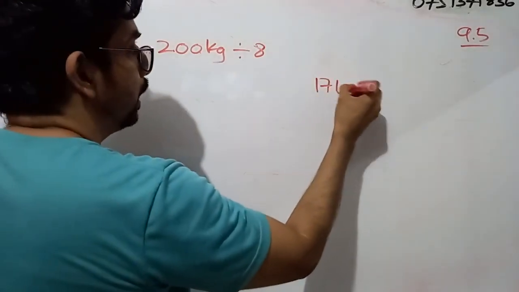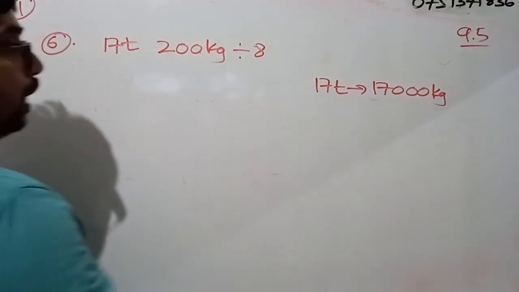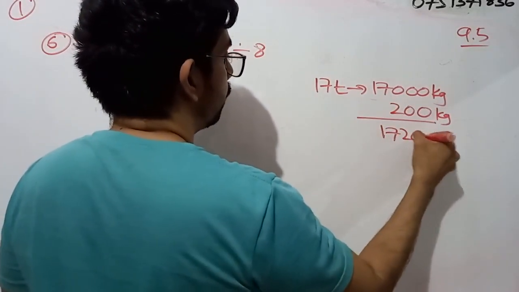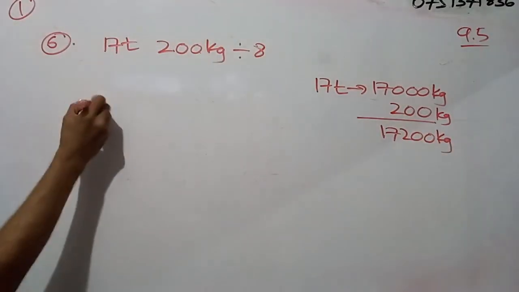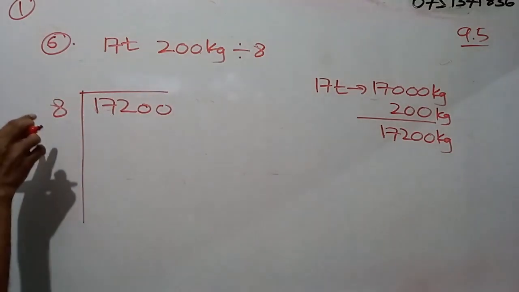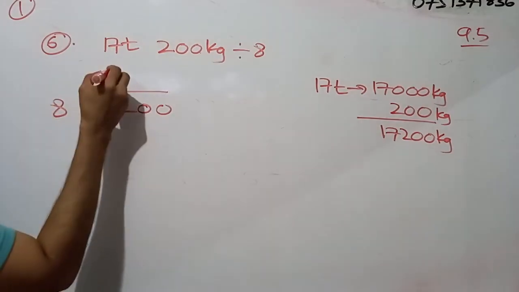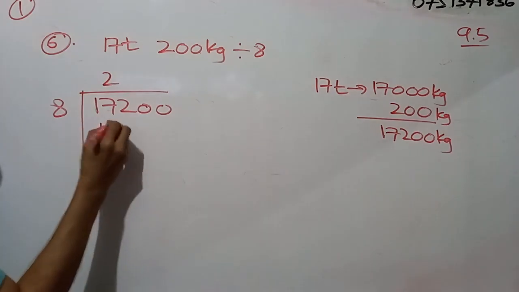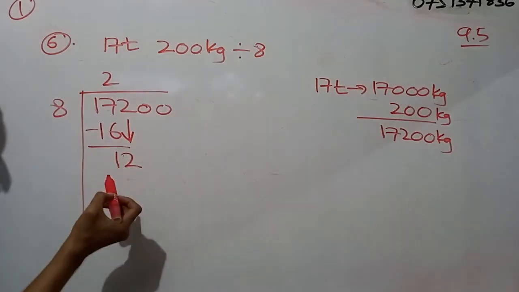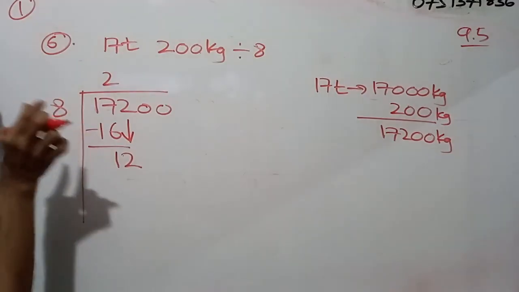So we will convert this entire amount into what? Kilograms. So 17 tons, that is what? 17,000 kilograms. To that we add what? The 200 kilograms. So we will get 17,200 kilograms. So 17,200, we will divide that by 8. Okay. How many 8s are there for 1? None. How many 8s are there for 17? We can go up to 2. 8 times 2, that is 16. 17 minus 16, we get a 1. Now drag down this 2, altogether 12.